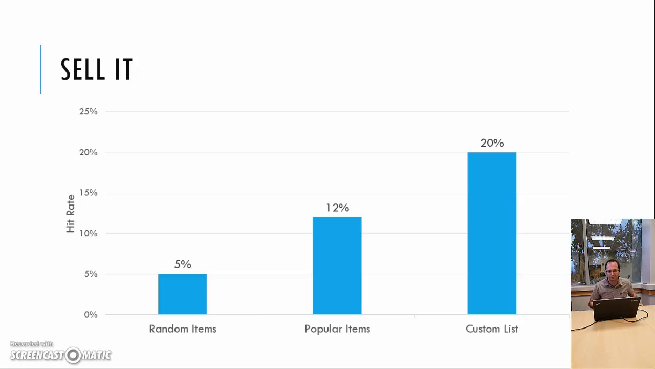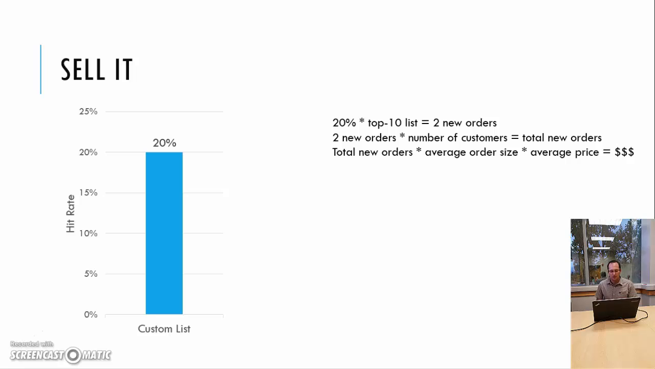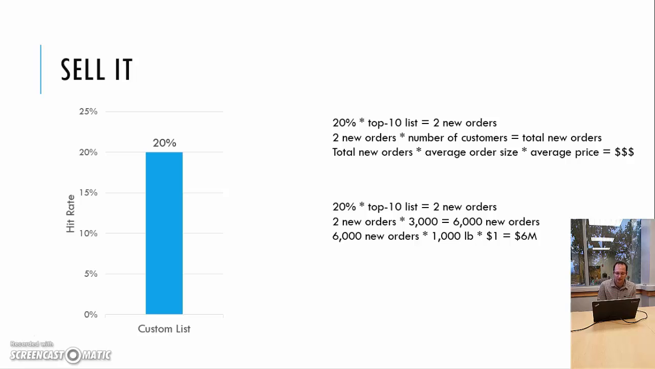So that's great, but to really sell the value of this to a business, you have to put it in dollars and cents. To do this, it's pretty simple. Say you've made a top 10 list and you have a 20% accuracy rate. That's about 2 new orders. Then you multiply that by the number of customers that the company has or that your recommender system applies to. And then you multiply that by the average order size and the average price, and you get your dollar figure.